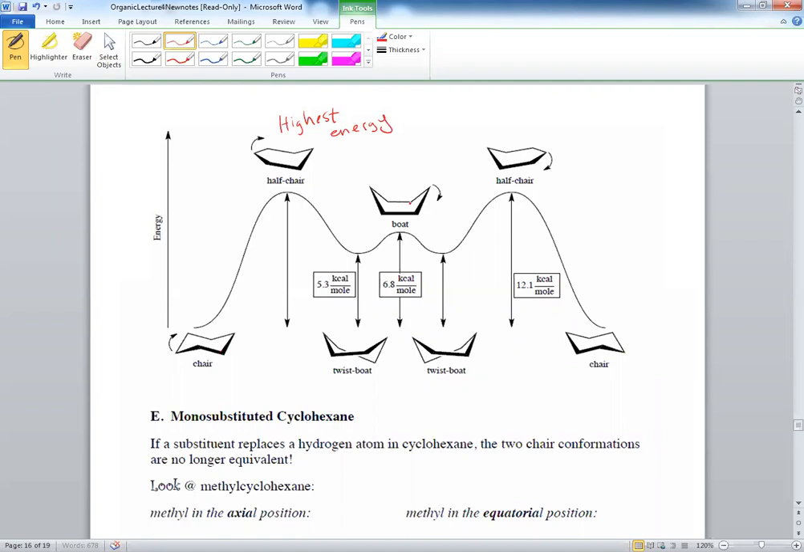The boat is in the middle, and the reason why the boat is bad is because if we draw the H's, there's a chance for steric strain right here. The twist boat is somewhere in the middle, but the lowest in energy, of course, is the chair conformation. And that's our most stable one.